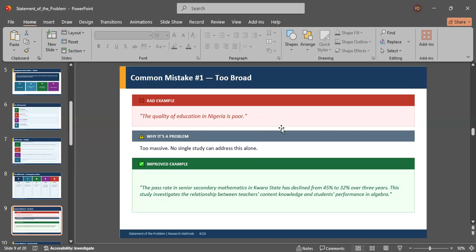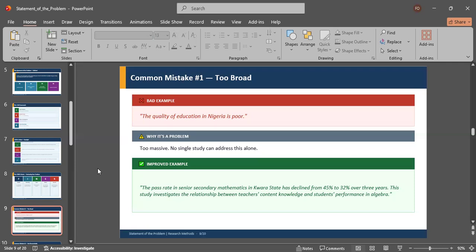Now, why is it a problem? Too massive, no single study can address this alone. Yes, Nigeria is a big country. There are different parts in Nigeria. In fact, every part of Nigeria is kind of unique, because to start with, in Nigeria we have something we call geopolitical zones. The educational challenge in the north is not the same in the south. The educational challenges in the northwest and northeast are different in a way. Let's even put the north together. Let's even say the north is together.